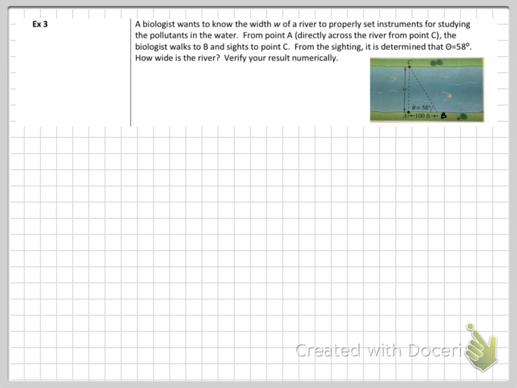Okay, last one. Read the question. Notice I added B to the picture. For some reason B was missing there. So we do have a right triangle. We know an angle and one side. We want to know how wide the river is. So because that picture is kind of muddy with the colors, I'm just going to draw it again over here, right? I didn't even use shapes, but you get the idea.